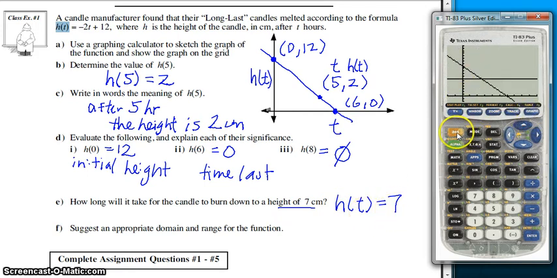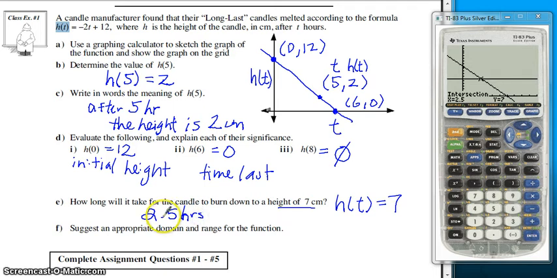And then since there are only two functions, when you do second function, calculate. And then which one do you choose? You choose intersect. First curve gives you y1 here. Second curve, they will pick y2 because there's 2. And then they want 2. They will pick the 2. And then the answer is 2.5. So 2.5 hours later, the candle will burn down to 7 centimeters.